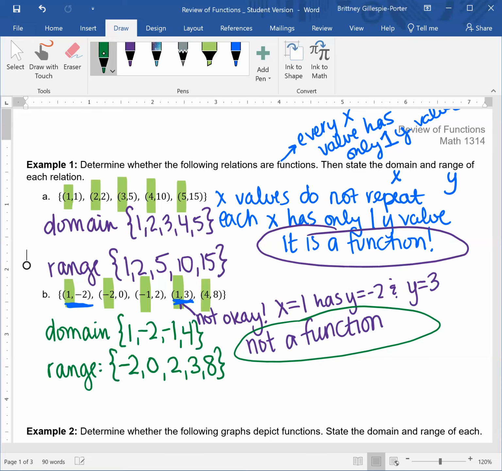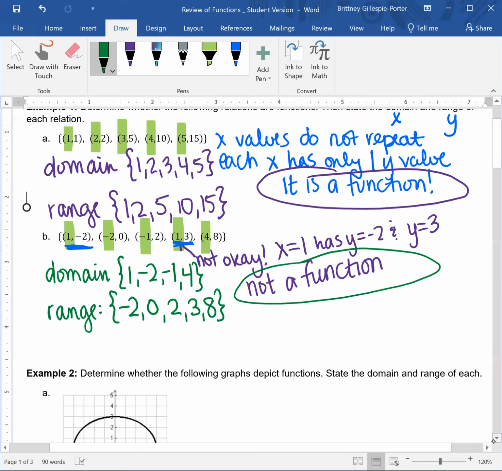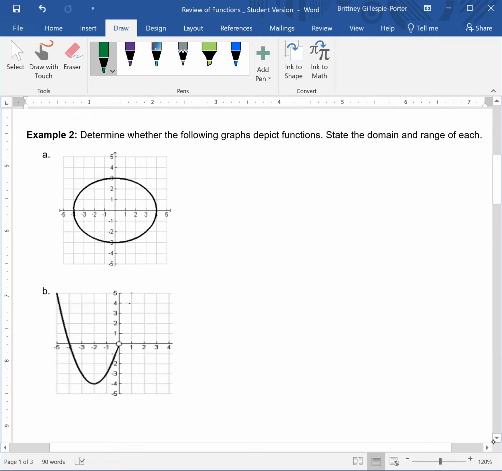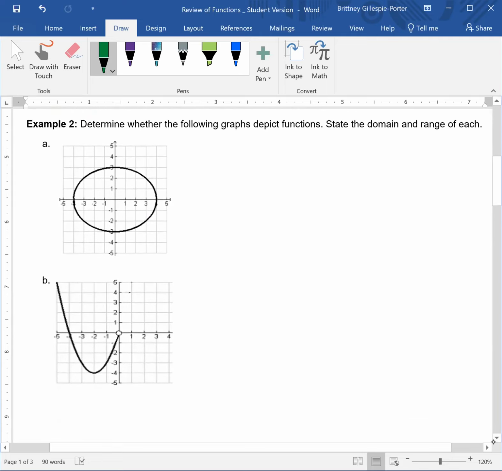And you may be asking yourself, is the y allowed to repeat? For functions, yes, the y is allowed to repeat. The x is not. Our next couple of examples, we're going to find domain and range of graphs. And we need to determine if the graphs depict functions. So essentially, if whatever drawing we have is a function or not a function.